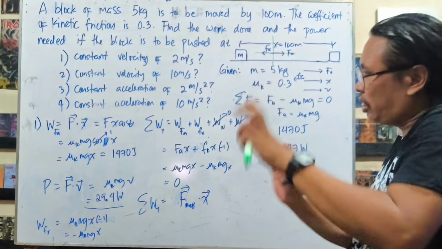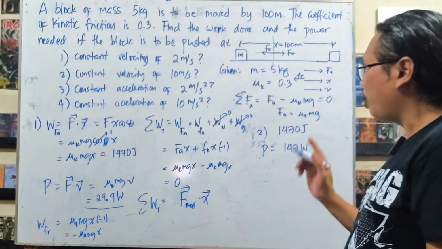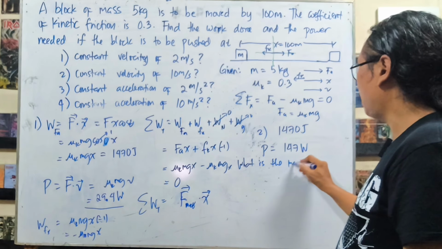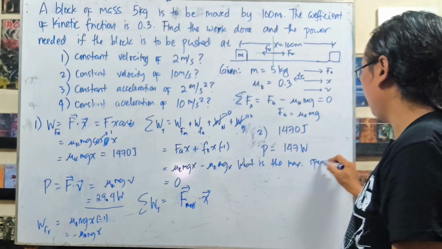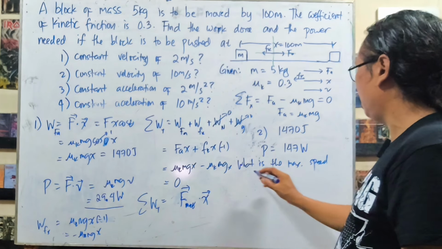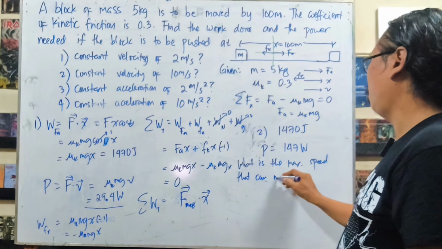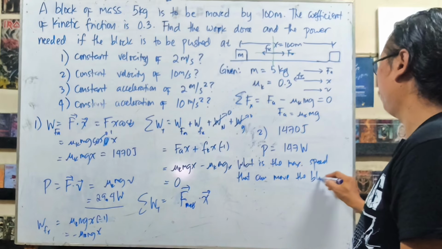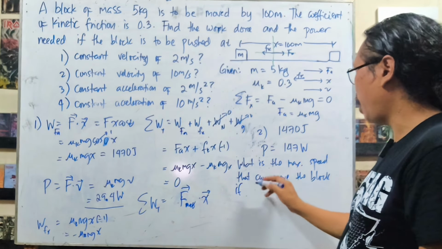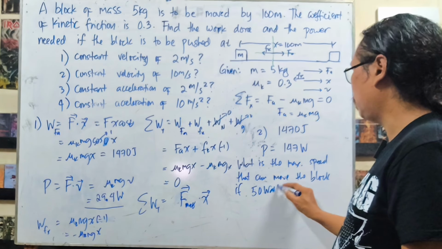Now, let's add an additional question. What is the maximum speed or velocity that can move the block 100 meters, if I have a battery of power, let's say the power is 50 watts?